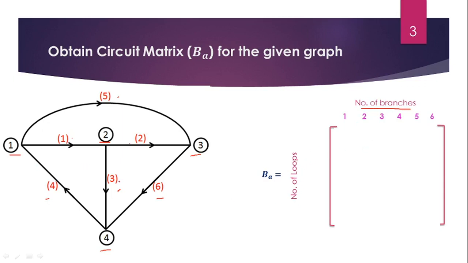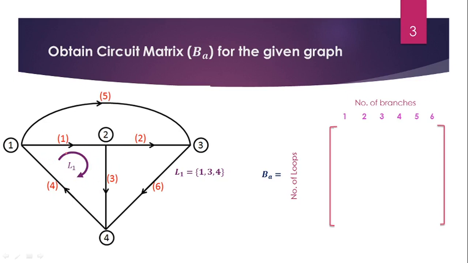So how many loops are possible there? It may have 7 loops. We are looking for them. So this is our first loop. This first loop has the branches 1, 3, 4. So branches 1, 3, 4 form a loop L1.